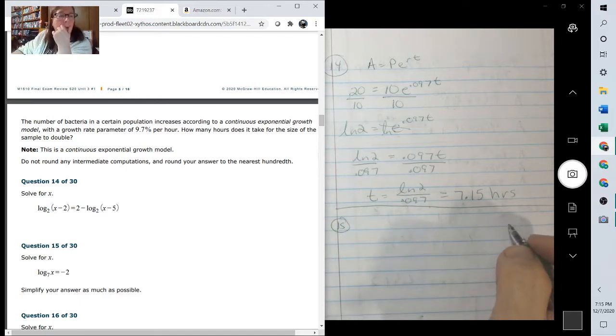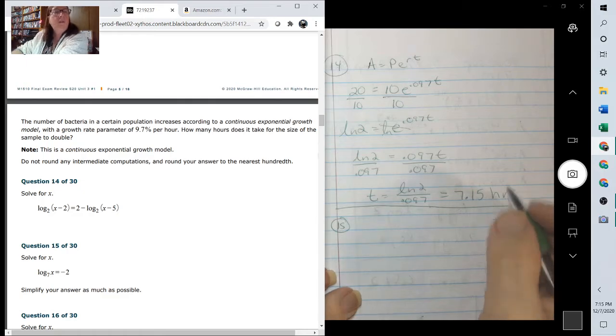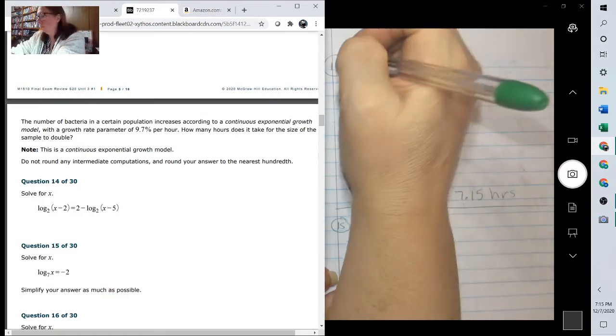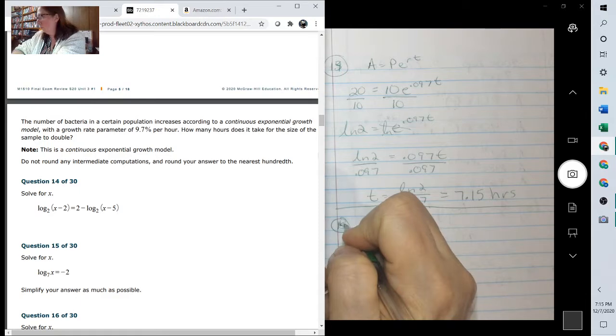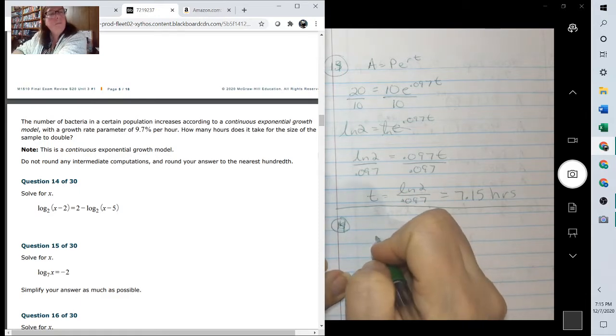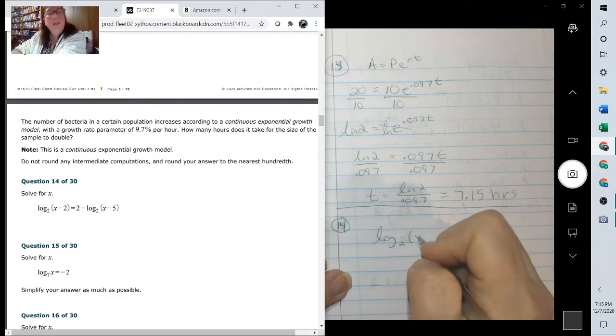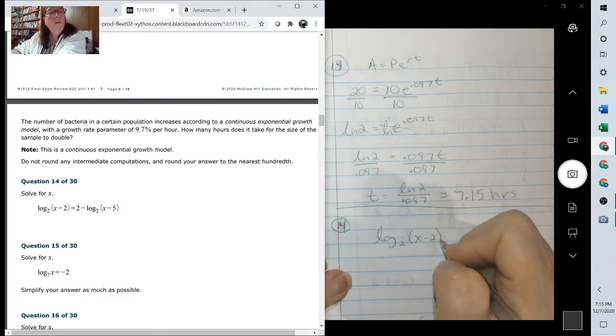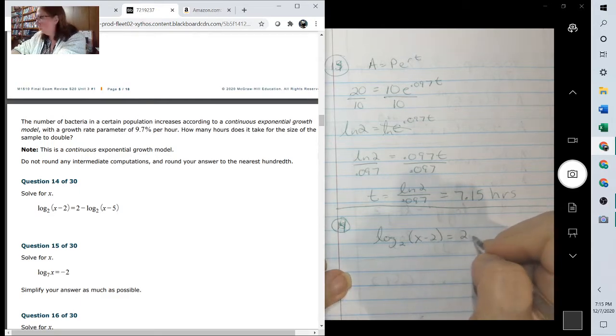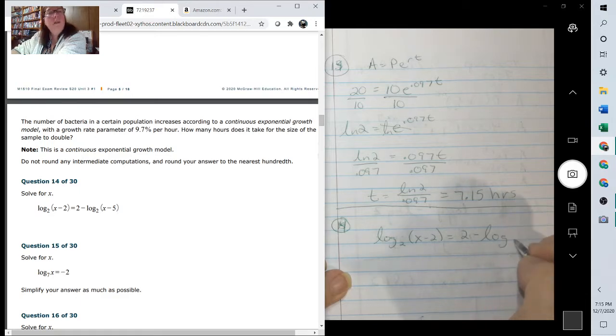I don't know why I said 15. This one was 13. This one's 14. Log base 2 of x minus 2 equals 2 minus log base 2 of x minus 5.